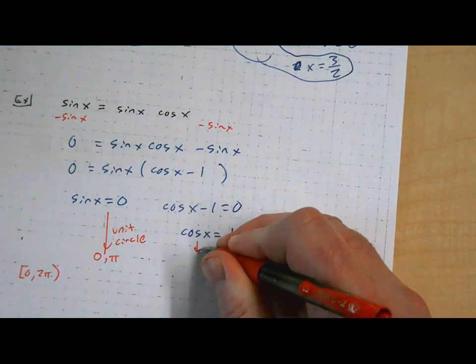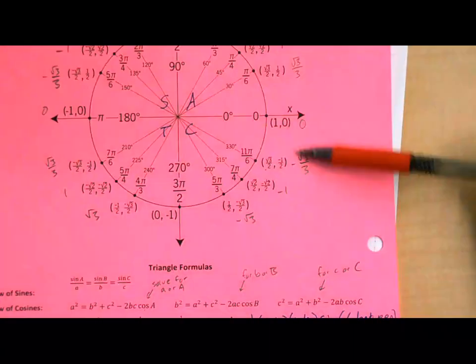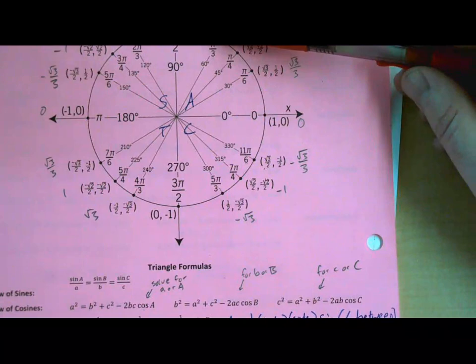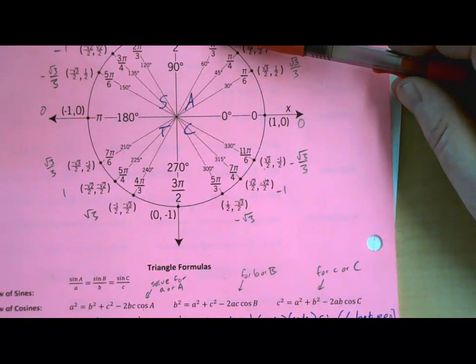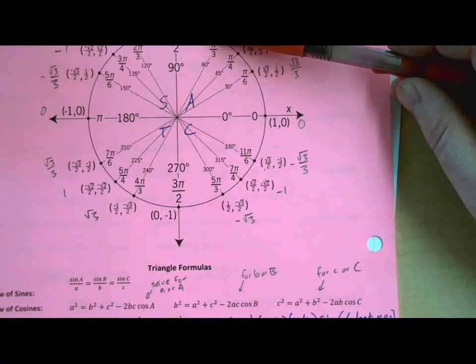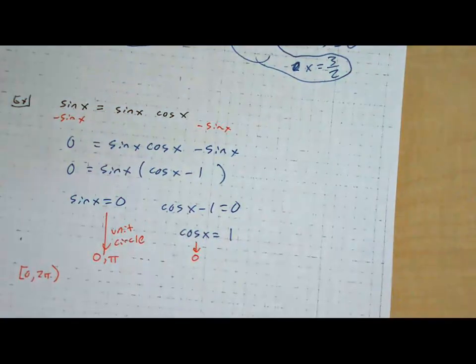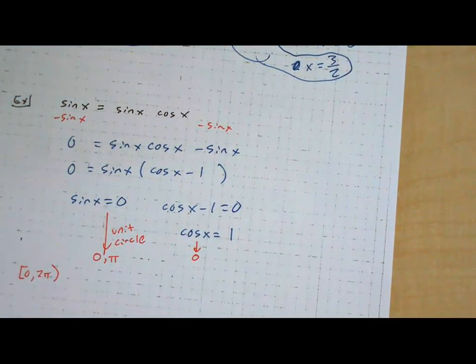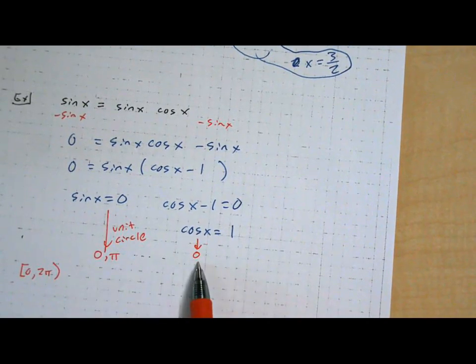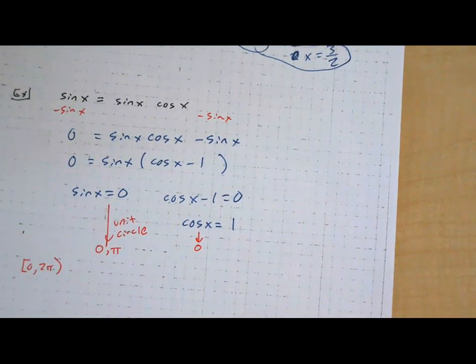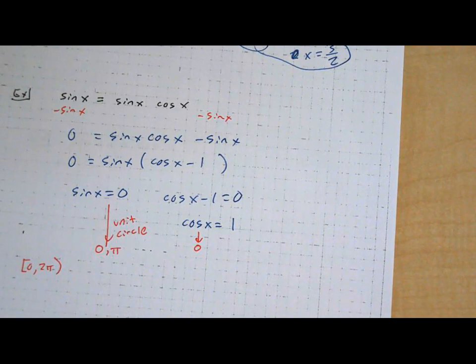And cosine x is equal to 1. Where does that happen? Cosine x is equal to 1 at 0. Oh, that's a repeat. Huh. Yeah, it was here and it ended up here as well. Interesting. Cosine x is equal to 1 at 0. And that's the only place, isn't it?